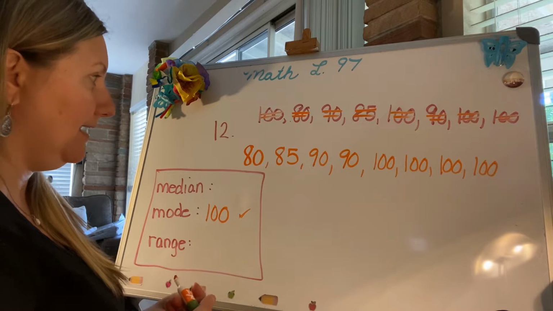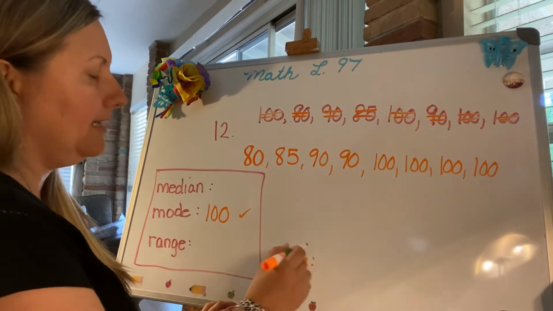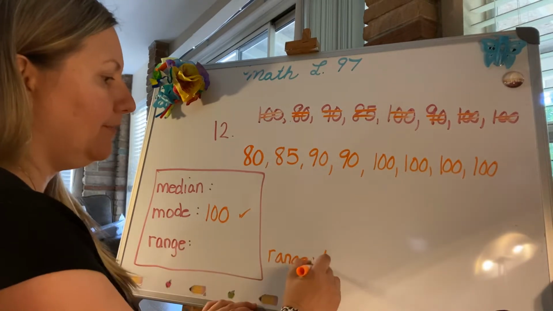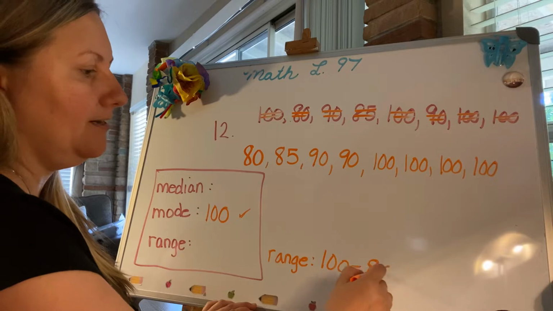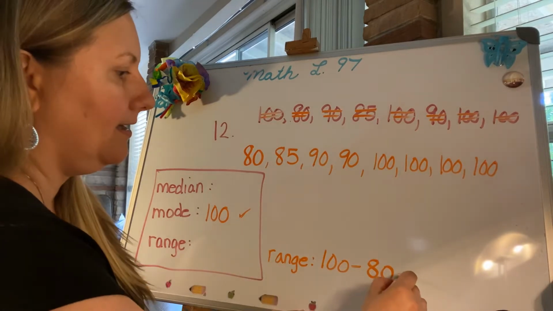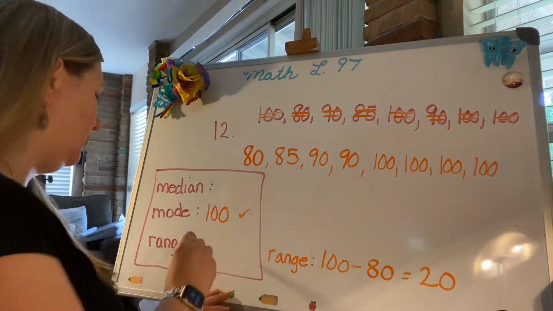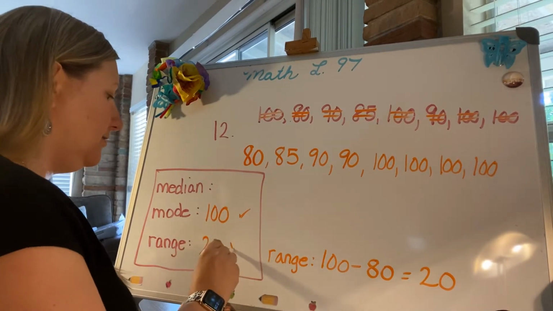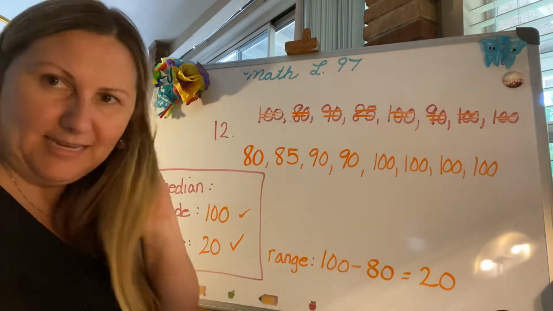Next, I think the next easy one is the range. To find the range, here's what we do. We take the largest number minus the smallest number, which is 80, and we get 20. So the range is 20. Also done. Okay, so that leaves figuring out the median.